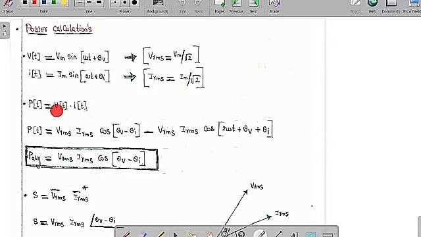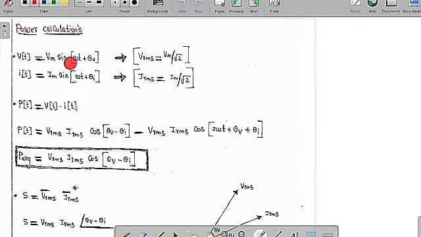Then if you want to know the instantaneous power, which is v(t) into i(t), if you do the simplification, finally we are going to get p(t) is equal to Vrms into Irms into cos(theta v minus theta i) minus Vrms Irms cos(2 omega t plus theta v plus theta i). But if you want to know the average power, see, this is a DC component, whereas this is a cosine wave. So if you do the integration over one time period, definitely this value will become 0, because integration of a cos function over one time period always gives you 0. So only this component remains. Therefore P average is equal to Vrms Irms cos(theta v minus theta i).